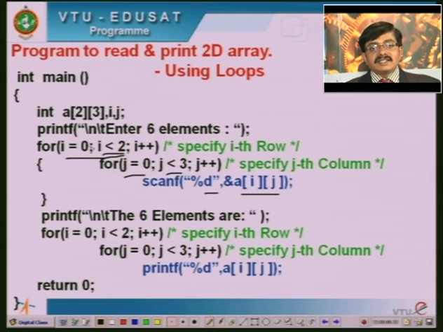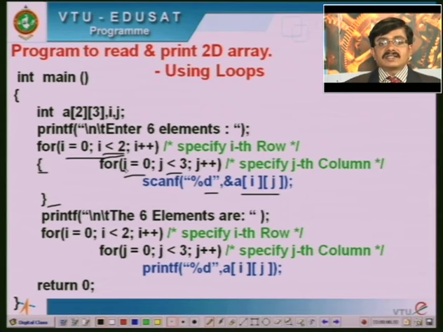So, when i is equal to 0, the 0th row elements will be read. When i is equal to 1, the first row elements will be read, and when i is equal to 2, the second row elements will be read, and so on. But in this particular case, i will run only from 0 to 1 and j will run from 0, 1 and 2. And you can see here I am enclosing this within opening and closing flower braces, but it is not necessary here, because for every iteration of i loop, j will run.